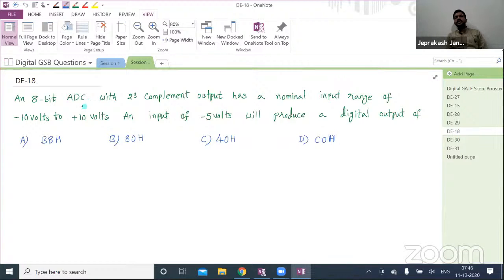So here the question is related to data converters. An 8-bit analog to digital converter with 2's complement output has a nominal input range of minus 10 volts to plus 10 volts. The input range is this one, minus 10 volts to plus 10 volts. An input of minus 5 volts will produce a digital output of how much?